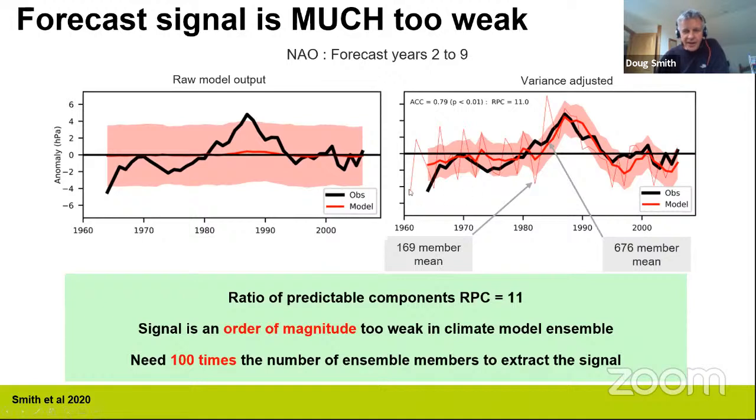So just to highlight that, there's this zigzag curve here, the thin one, which is the ensemble mean of 169 members. It does have some skill, but there's still an awful lot of noise, even with 169 members. But if we gather together 4 start dates at a time, we can increase that ensemble size to more than 670 members. And if we do that, that's when we get the even higher correlation of 0.8 and this smooth red curve.